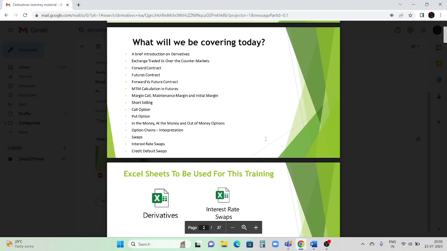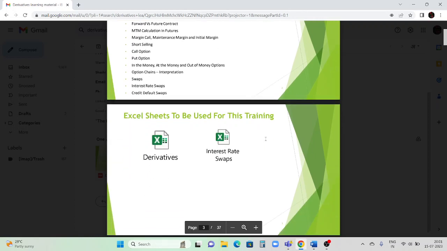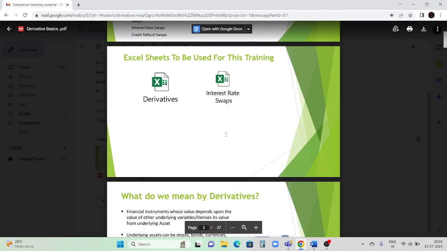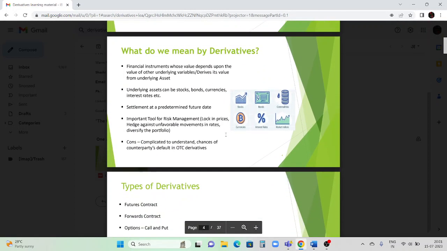What we'll be covering is a brief introduction, exchange traded versus over the counter markets, forward contract, future contract, margin call, short selling. A lot of topics we'll cover here: credit default swaps, interest rate swaps. This is learning material which I received before, and I'm just giving you an overview so that you get a brief understanding, especially freshers who are interested in working in the investment banking department.